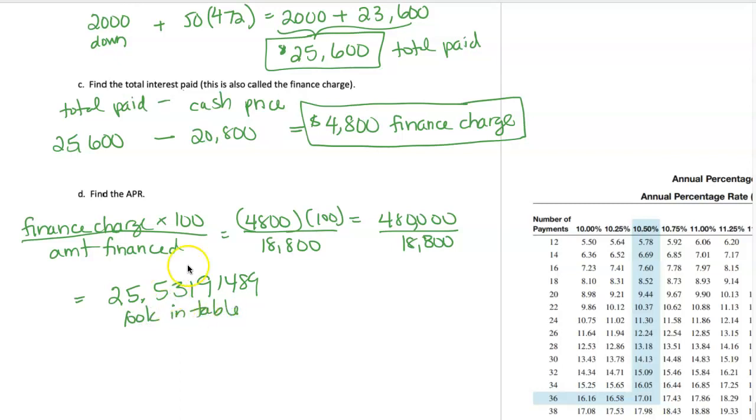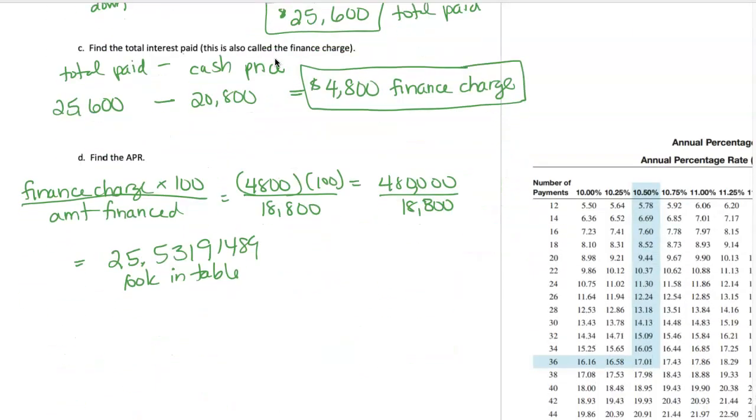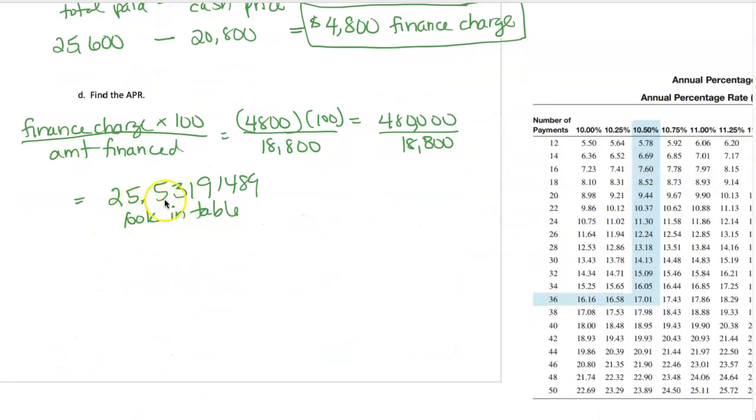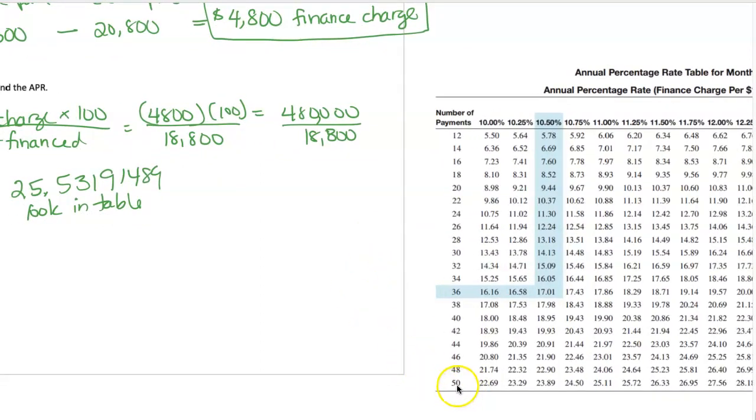Keep in mind, when we look in the table, we need to remember that there were, in this case, 50 payments. And we're looking for a number close to this decimal that we just got. So looking at our 50 payments, here in the bottom row, I'm trying to get close to 25.53. So I see 25.1 and 25.7. So 25.5 is about 0.4 away from this one, and 25.5 is about 0.2 away from this one. So this one's a little bit closer. And I get 11.25%. And that's everything for section 12.2.